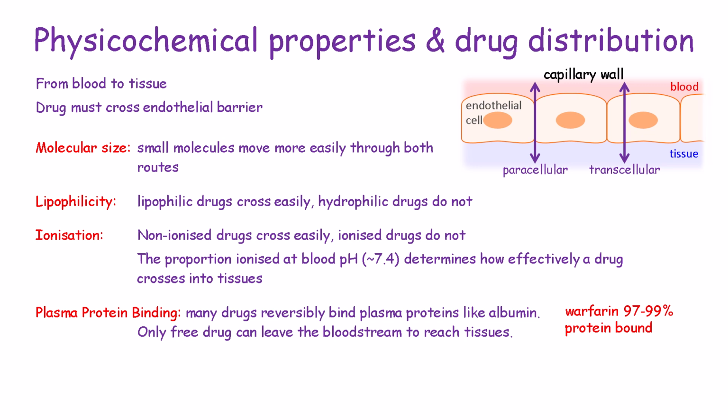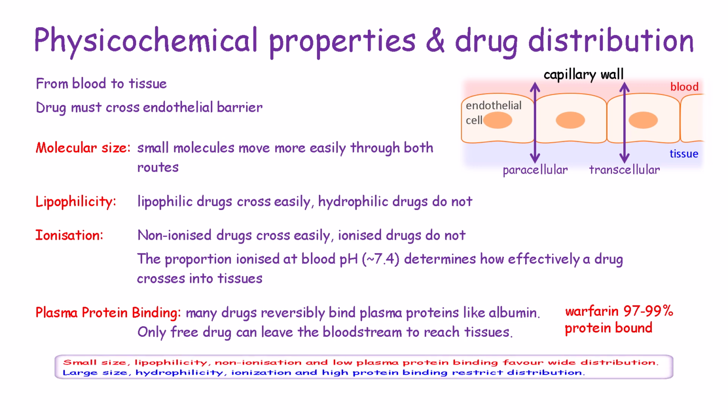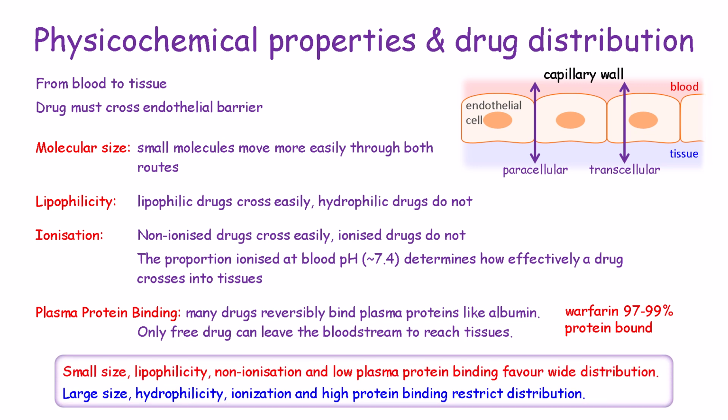therapeutic effect. Bringing this all together, small size, lipophilicity, non-ionization, and low plasma protein binding favour wide distribution. In contrast, large size, hydrophilicity, ionization, and high protein binding restrict distribution.